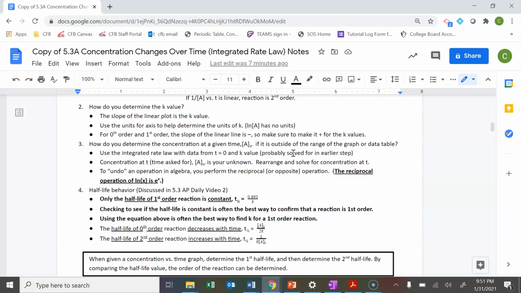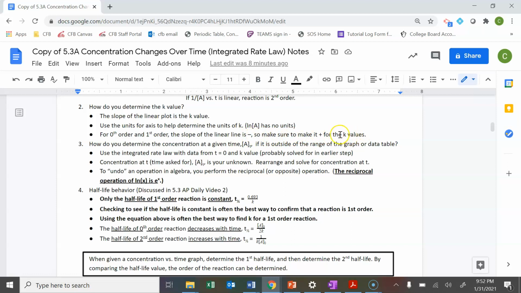All right, how do we determine the K value? Well, with an integrated rate law, the K value is the slope. The slope of the linear plot is the K value. And you can use the units for the axis to determine the units of K. Remember, to find the slope, it's rise over run. It's whatever the y-axis units are divided by the units of the x-axis. And you've got to know that Ln of A has no units. So the y-axis has no units. It would just be 1 divided by the units of the x-axis, time. For 0 order and first order, the slope of the linear line is going to be negative. Make sure that you have a positive number for your K value.